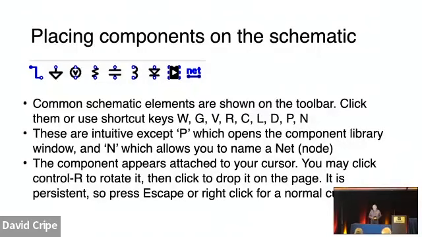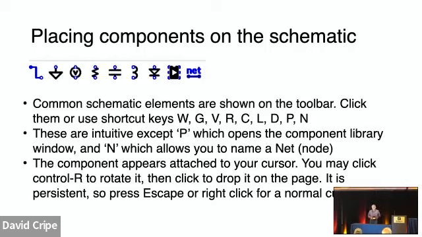And they're all pretty intuitive, except P for the component library. I guess I think of that as parts. That's the parts bin. And there's also an N to give a name to a net, which I guess is the right term. I think of it as a node, but I guess they're the same thing.